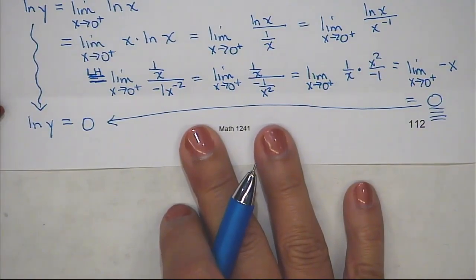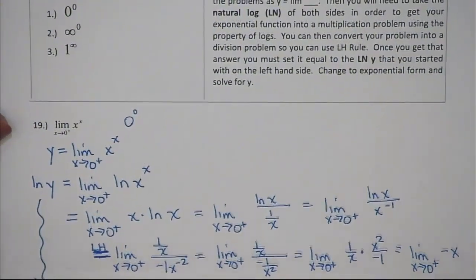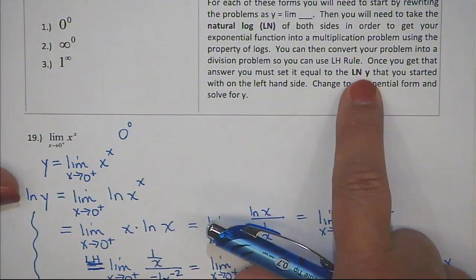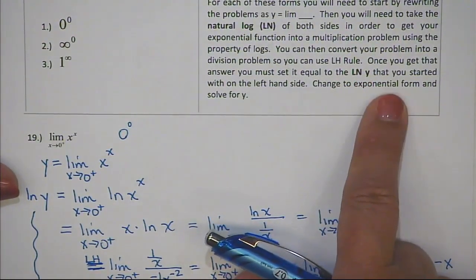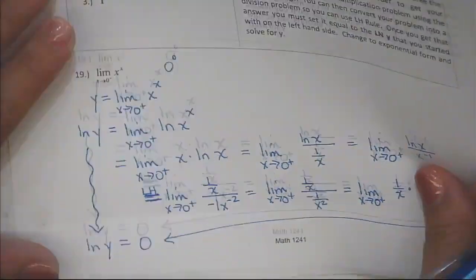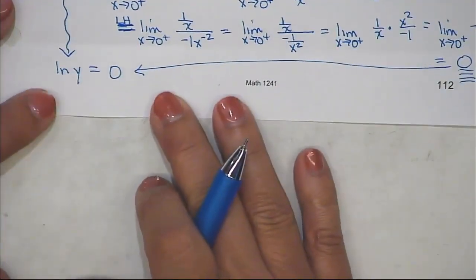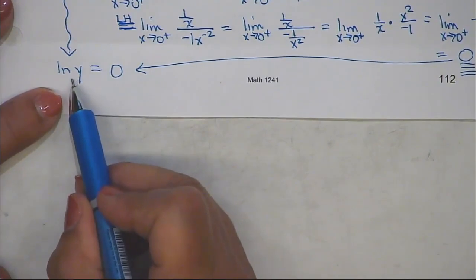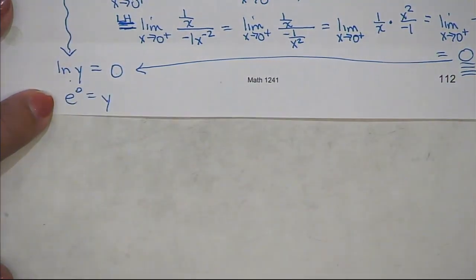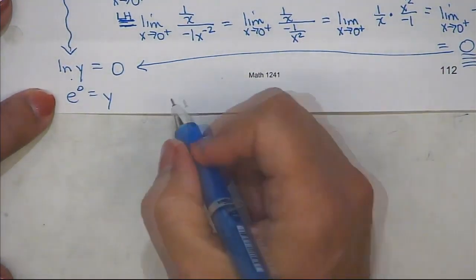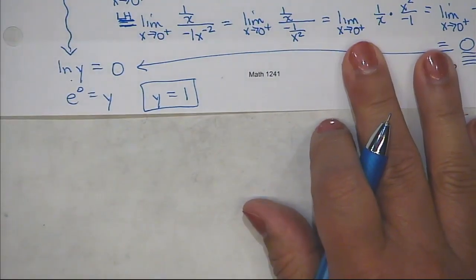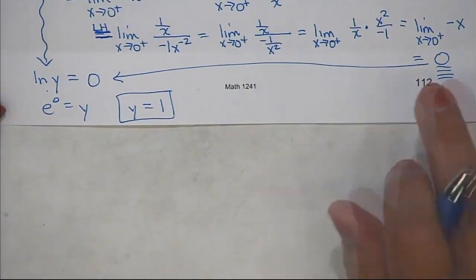So I'm going to go back up to the directions now. The directions say, okay, you must set equal the natural log of y to what you found, and then change to exponential form. All right, the good news is it's the same thing. So how do I write this in exponential form? What's the base? e to the 0 equals, and you're done. You're solved for y. There's your answer, e to the 0, which is 1. Okay. So you're solving for y. You're not solving for the limit.